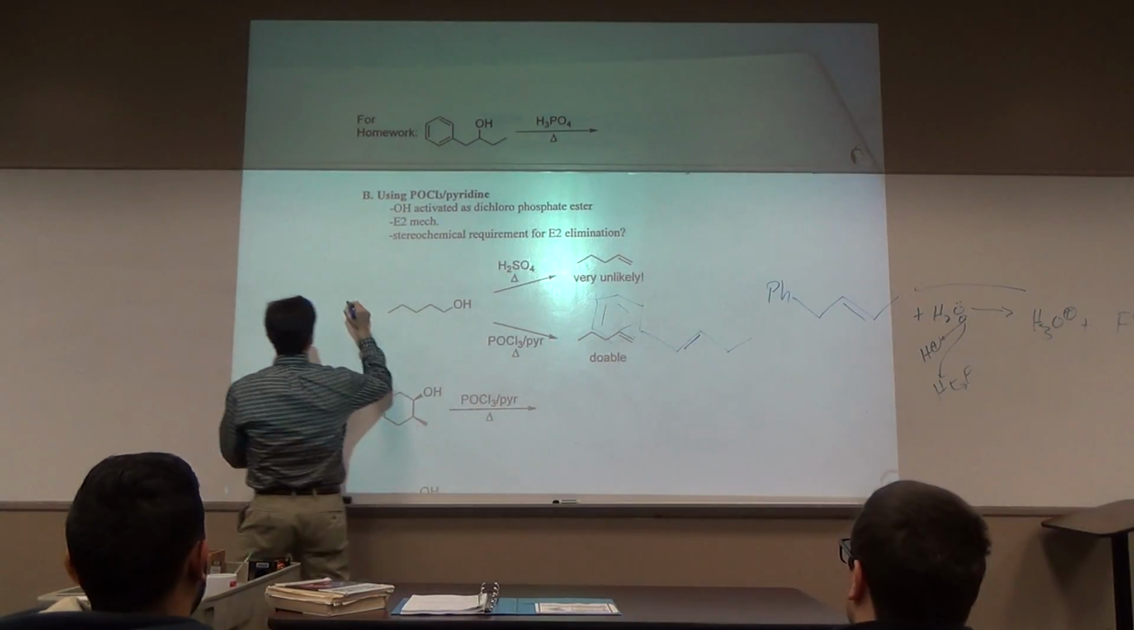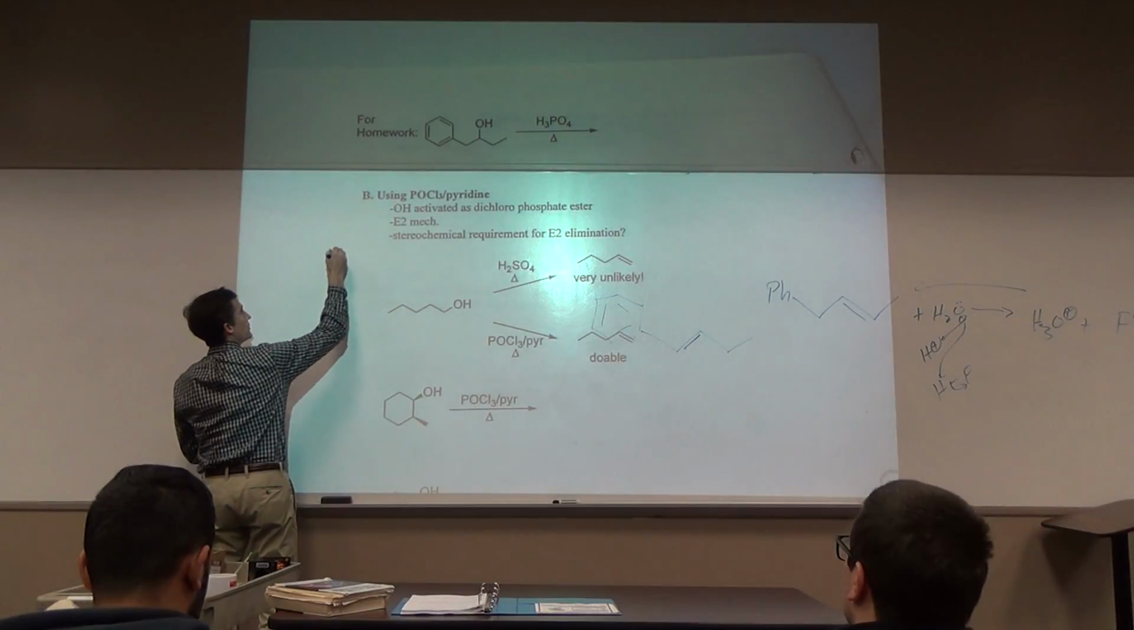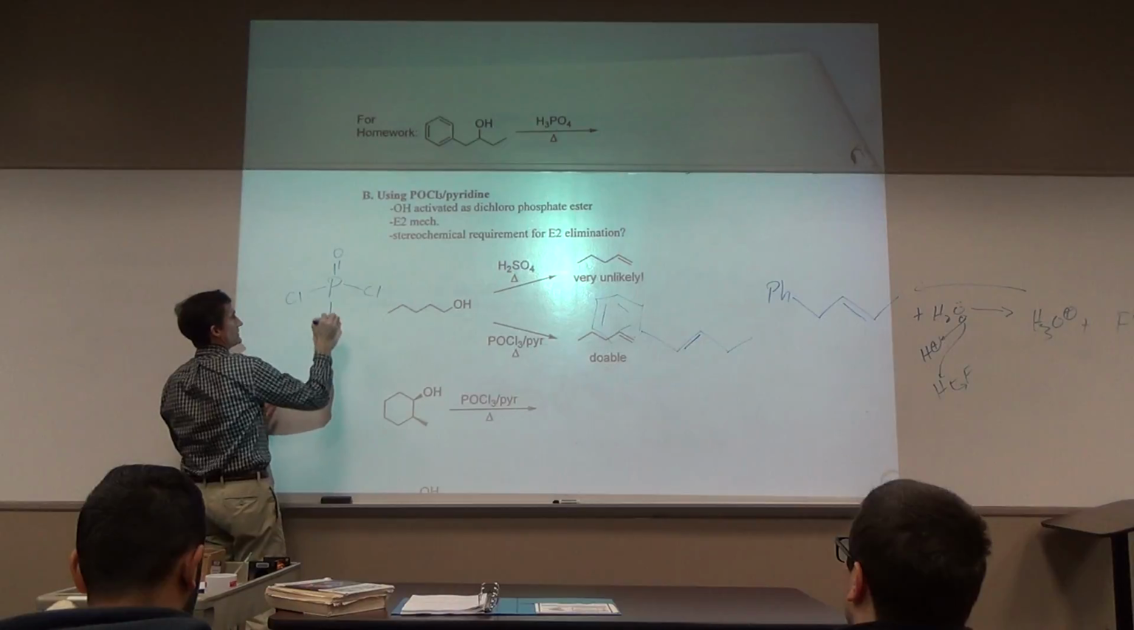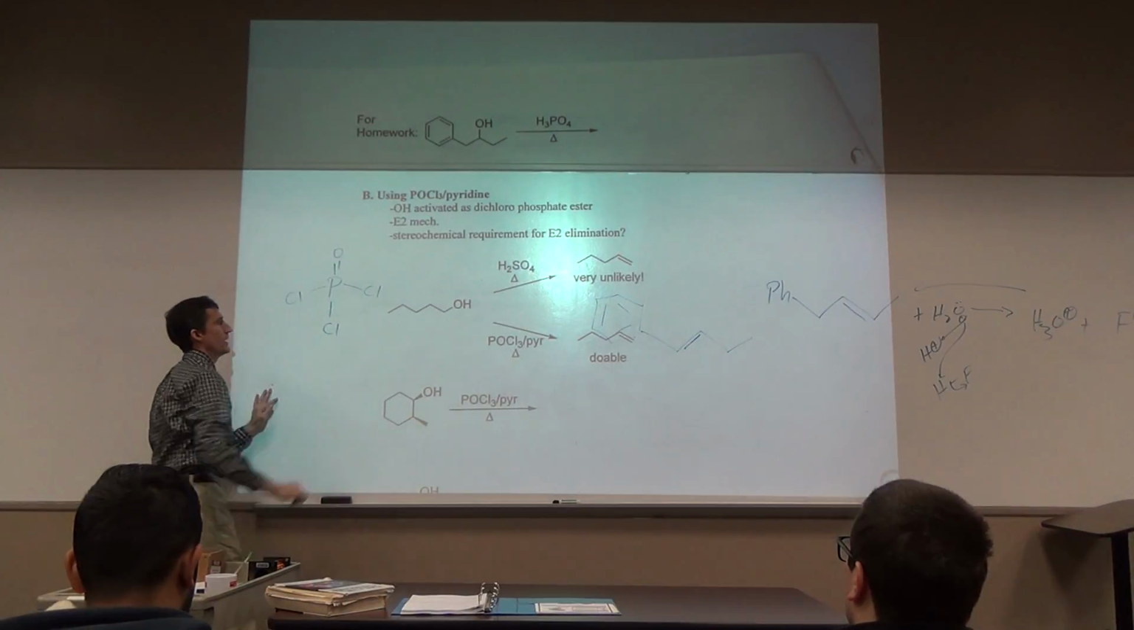So let's look at this. Pocyl is analogous to thionyl chloride. It's actually analogous to PCl3, except it's got the double bond oxygen.